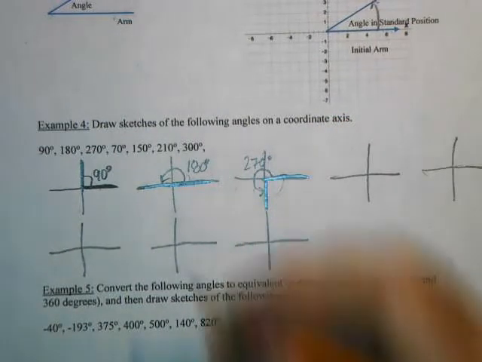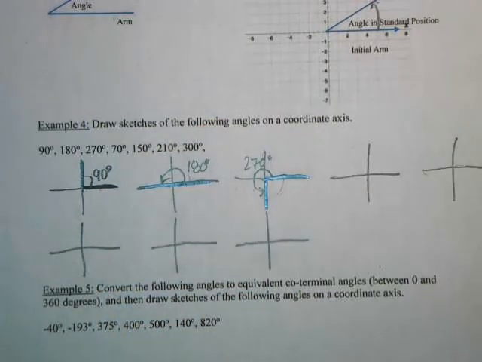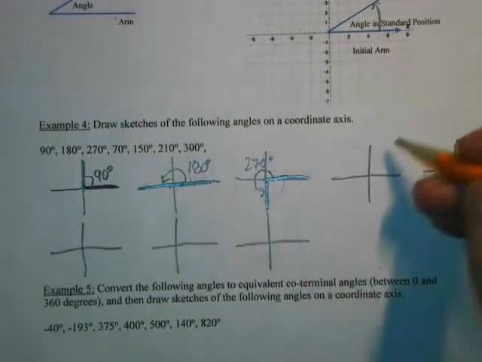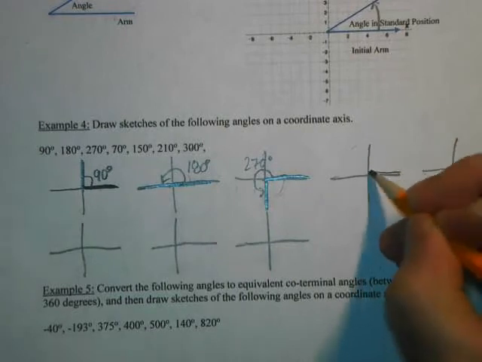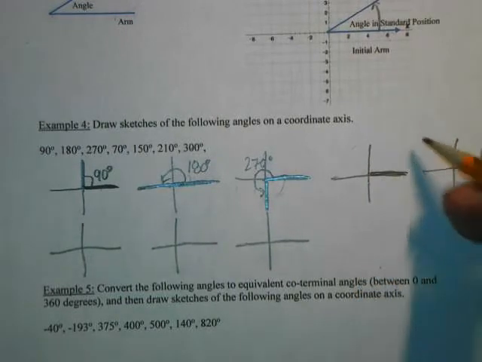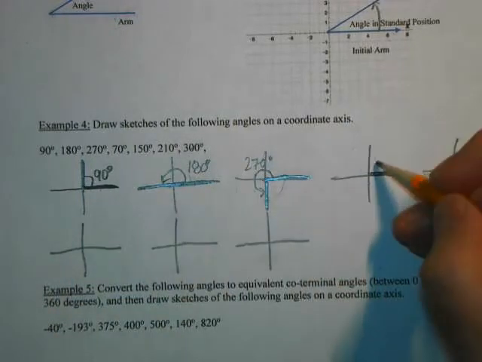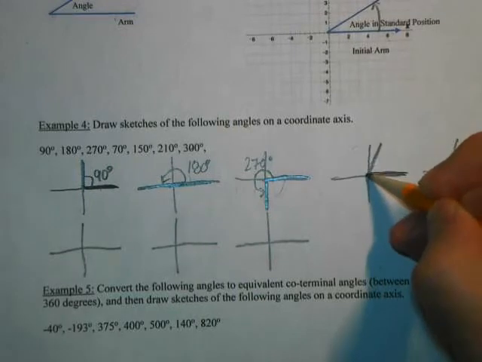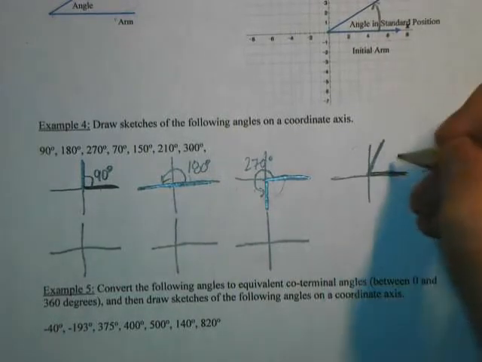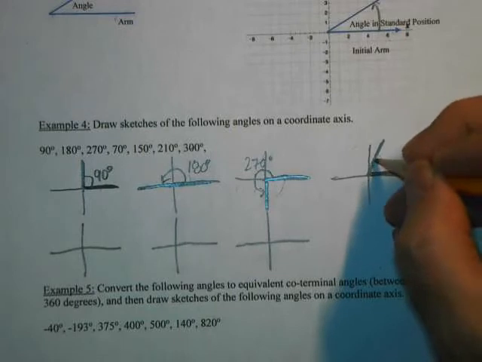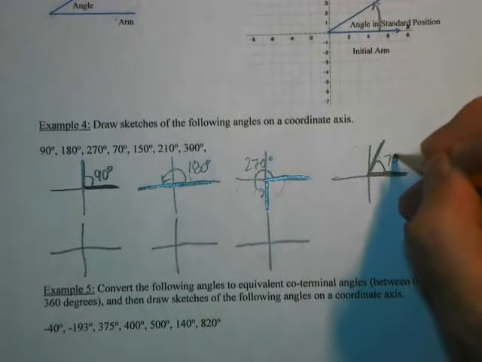And now we've got not necessarily multiples of 90 anymore. 70 degrees would be our next one. Again, initial arm is the positive x-axis, and we rotate 70 degrees. So we don't get to the 90 degrees. It's going to be 20 degrees short of that. So there's the terminal arm, and the angle inside here is 70 degrees.